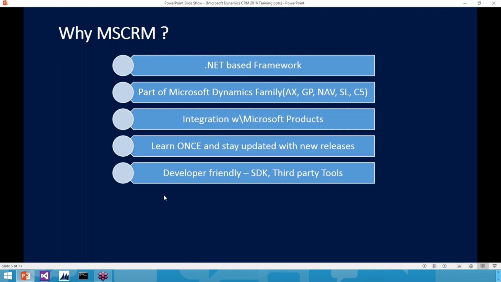This one I like the most. It's developer friendly. The reason I'm saying it's developer friendly goes back to point 4. Learn once, apply it 1,000 times. I learned CRM in 2008, and I still use those techniques even now. Once you learn something, you will be implementing the same thing again and again in a slightly different format.